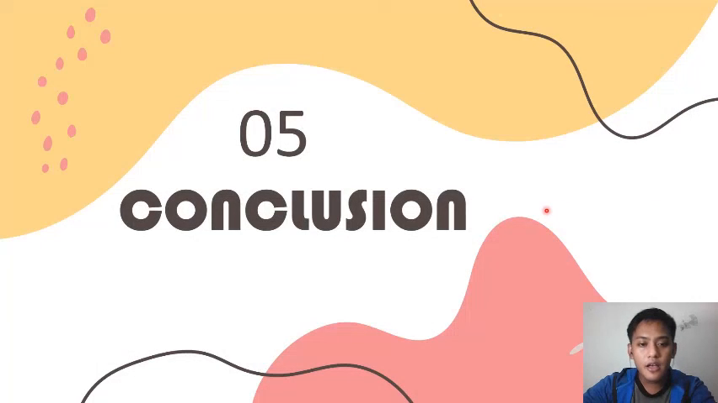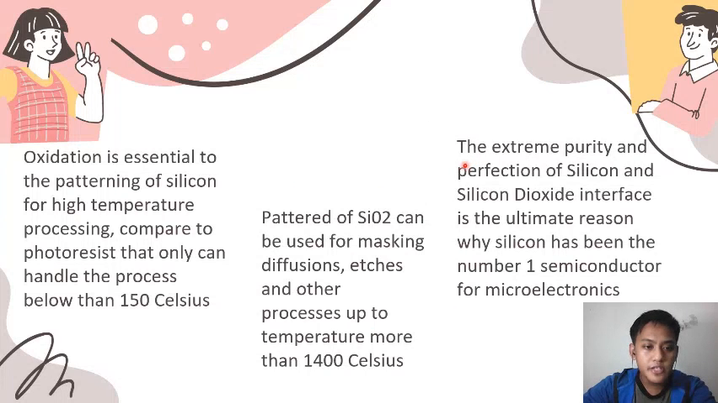Alright, thank you, SYAZZANI. Alright, for the conclusions, what I can conclude is oxidation is essential to the patterning of silicon for high temperature processing, compared to photoresist that can only handle processes below 150 degrees Celsius. Silicon dioxide can be used for masking diffusions, etches, and other processes up to temperatures of more than 1400 degrees Celsius.